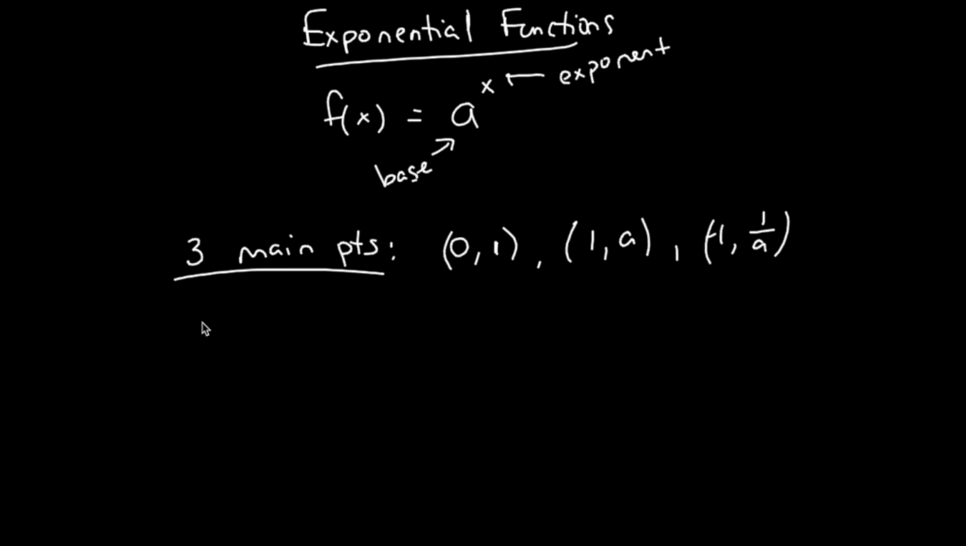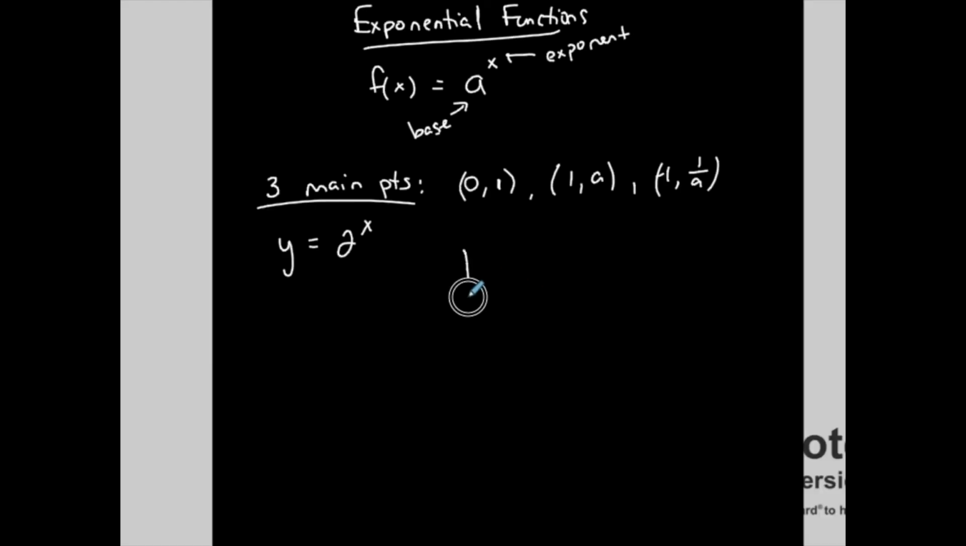So, if I were to just really quickly, let's say 2 to the x, really quickly graph this, I'm just going to focus on these three main points to roughly sketch this. And every exponential function follows a similar type of look. So 0, 1 is always going to be a point. A in this case is 2, so it's going to go through 1, 2, right? When x is 1, 2 to the first is 2. When x is negative 1, 2 to the negative 1 is 1/2.